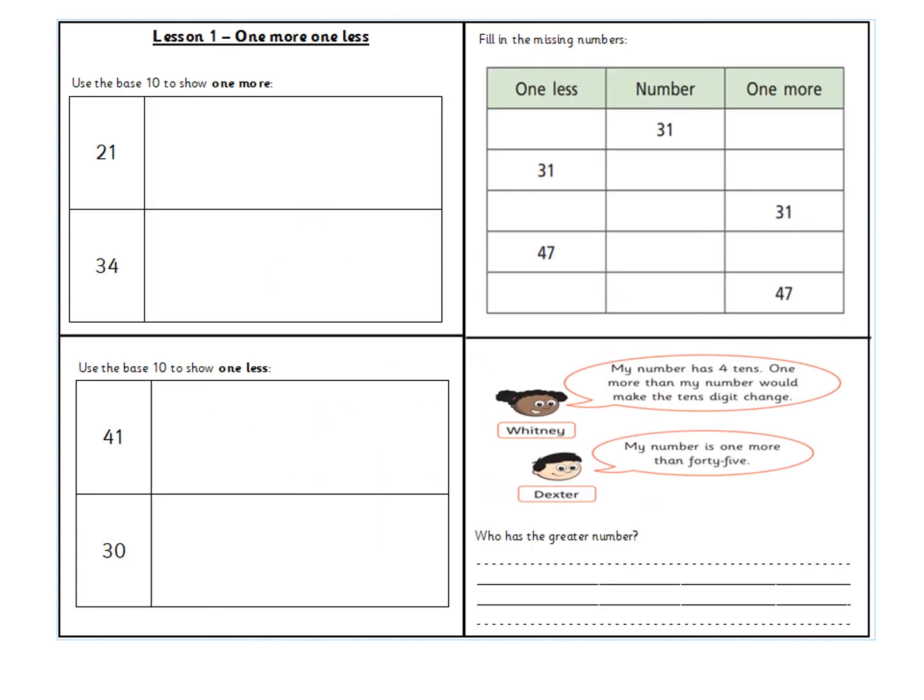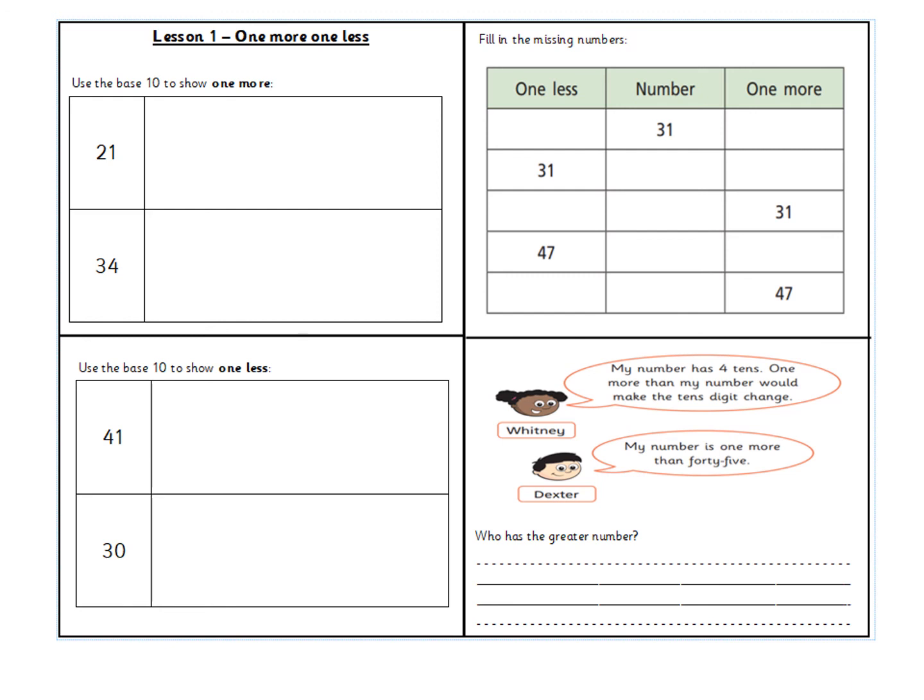Okay, so here's your worksheet. So you've got to cut out the base 10. We've given you some on a separate sheet. If you don't have any scissors, you can just draw the 10s and 1s. But can you draw and show one more, or cut out and stick and show one more than 21 and then 34? Then can you show one less than 41 and one less than 30? Again, cut and stick the base 10 or draw it, but make sure you're drawing 10s and 1s. It's base 10 we want you to do.